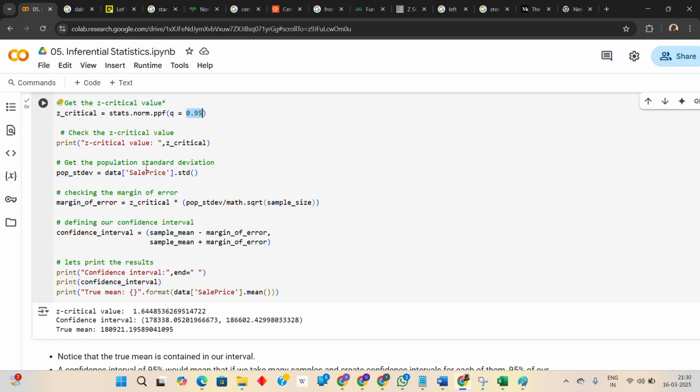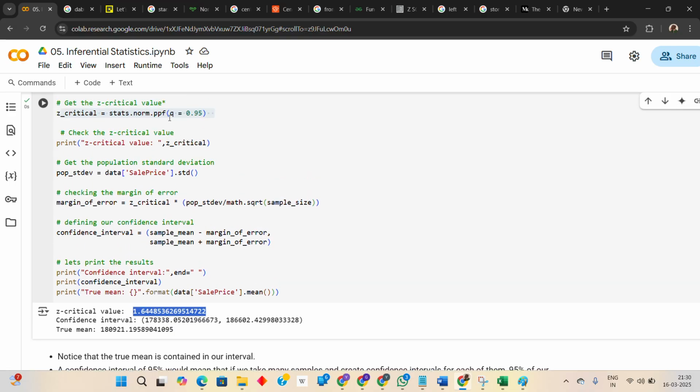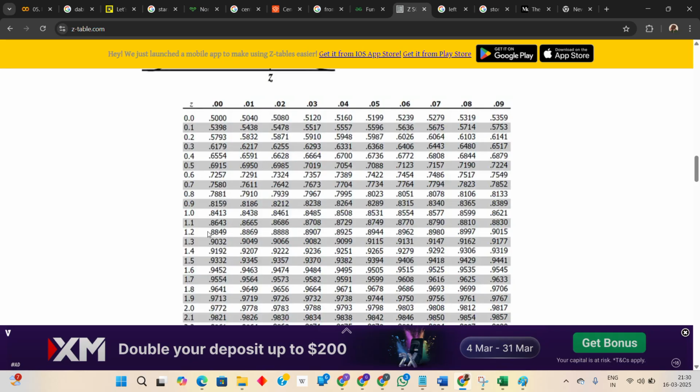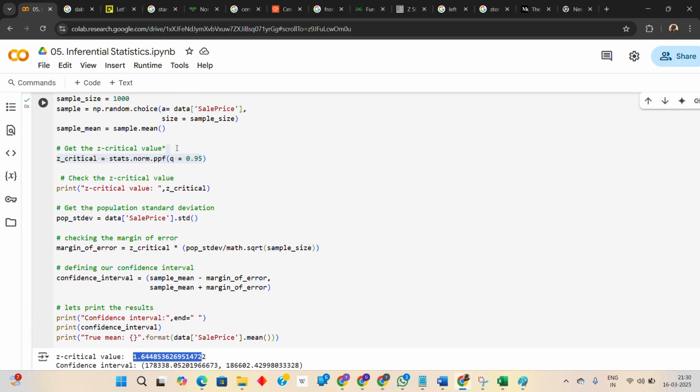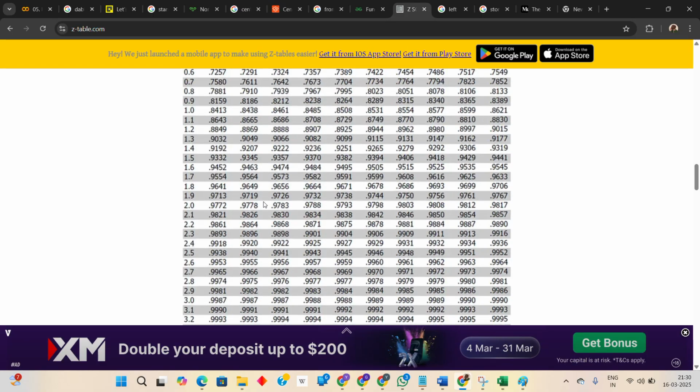Here, by using mathematical or Python library functions, you are just passing the value and directly getting the Z critical. But earlier, mathematicians used to calculate the Z critical using this table. That is my point. If your percentage is 0.95, they literally go and check where exactly 0.95 exists.